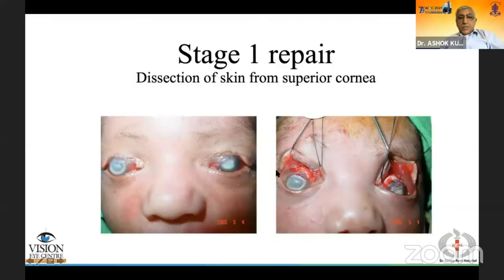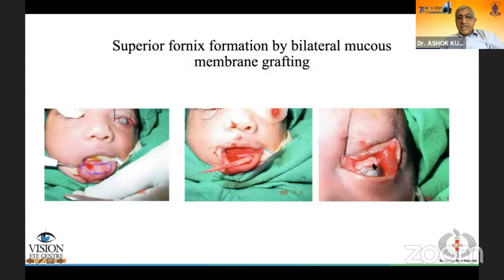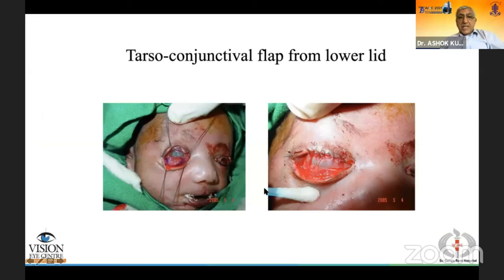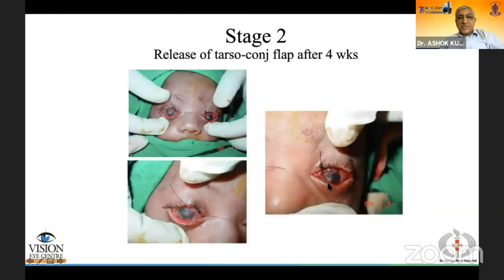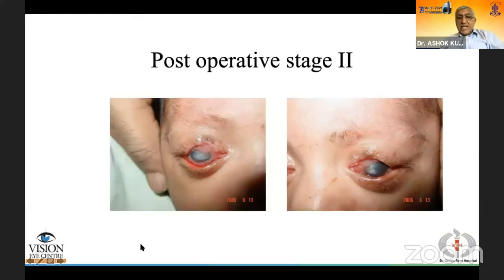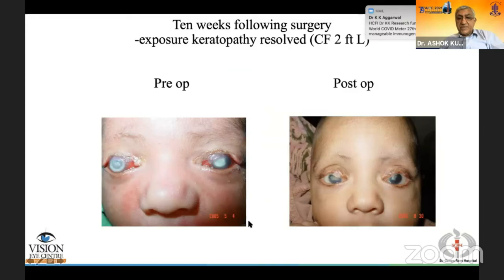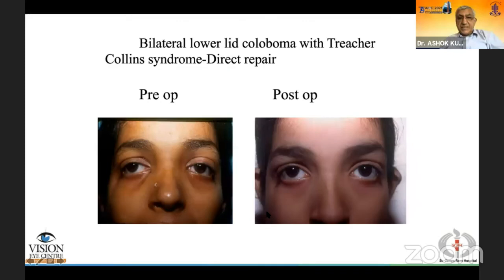We did a dissection of the superior skin, created a fornix with a mucous membrane graft, as you can see here, and then took a tarsoconjunctival flap for repair of the internal lamina. Skin could be mobilized as it was excessive and taken from that which was present on the cornea. So this is the stage 1, and this is after the tarsoconjunctival flap was released. And we could get a good reconstruction, although symblepharon does tend to occur very often in these children because of excessive reaction. And we could get rid of the exposure keratopathy, and vision could improve significantly.